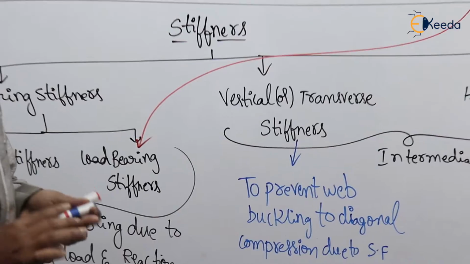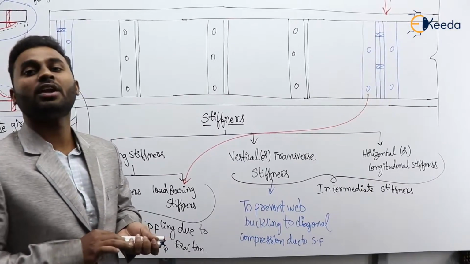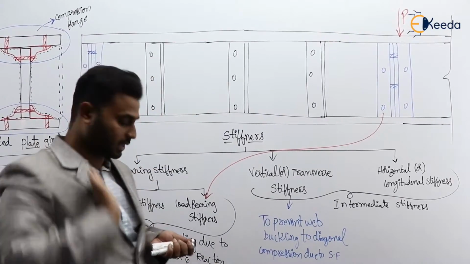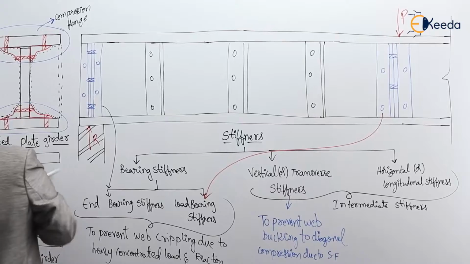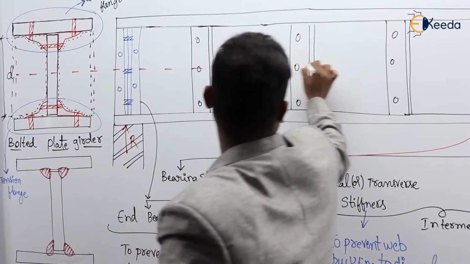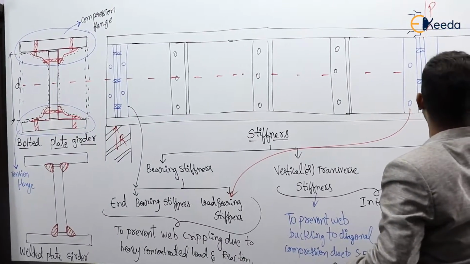Next, coming to the longitudinal stiffener. The name itself is longitudinal stiffener. Clear? It means it is provided in the longitudinal direction or horizontal direction. Longitudinal means along the length. And before that, we should know the neutral axis. So this is the neutral axis.